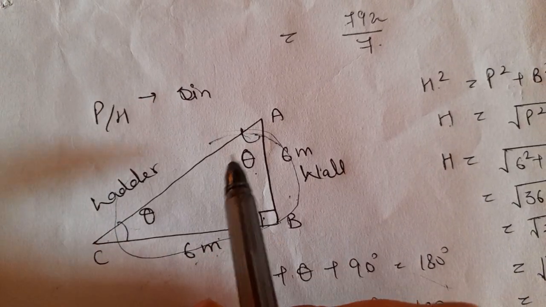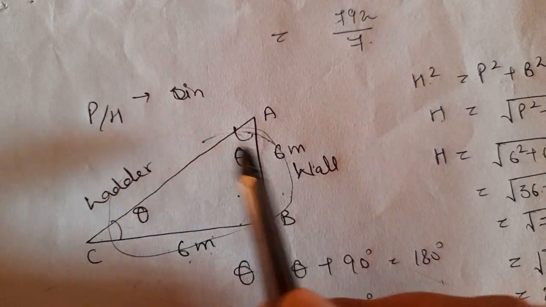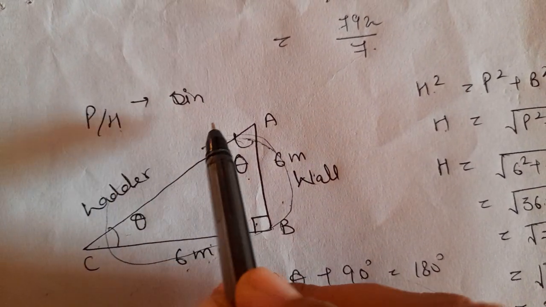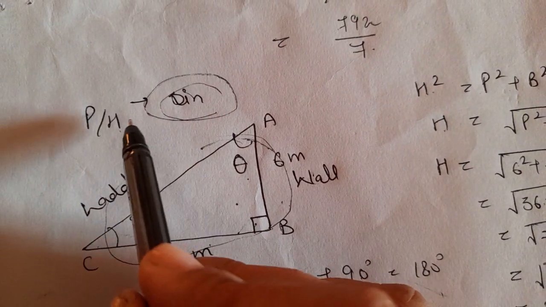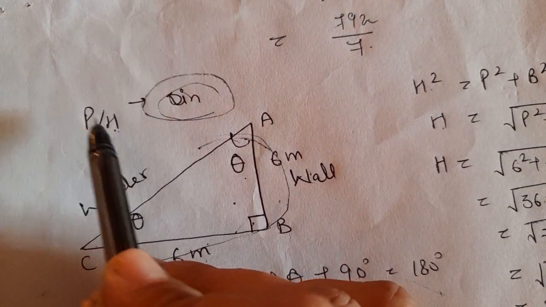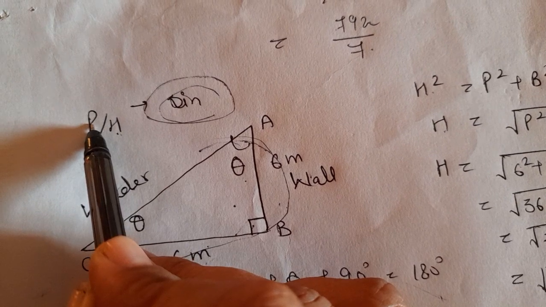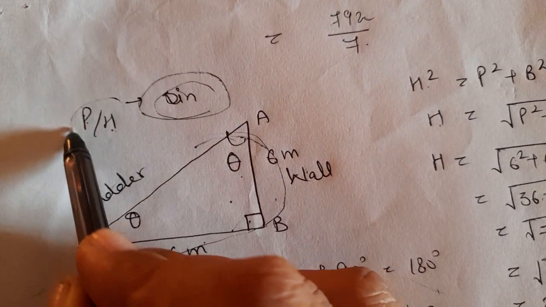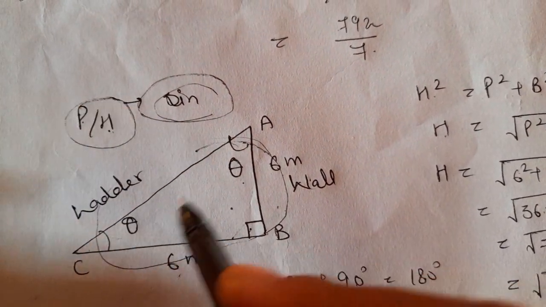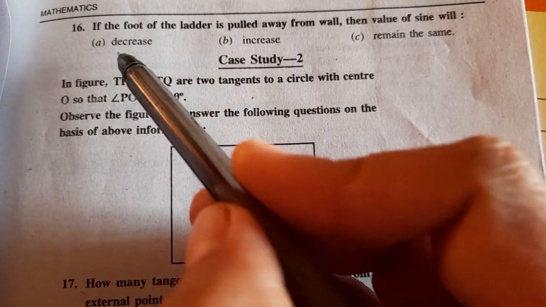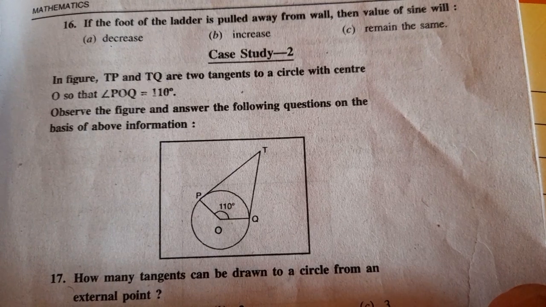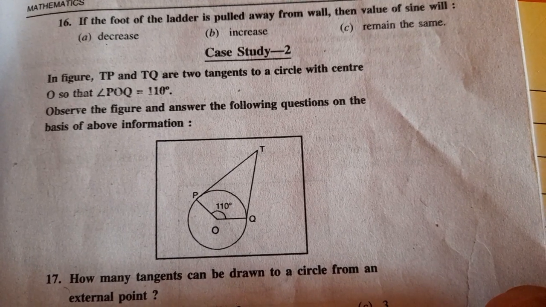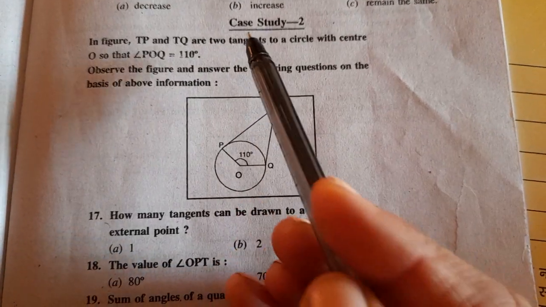So from the diagram, the value of P remains the same, but the value of H increases. So automatically the value of sine will decrease because the denominator increases but the numerator remains the same. So the final answer is the decreasing value of sine. So the right option is A, that is decreasing the value of sine. This is all about case study 1. Next is case study 2.